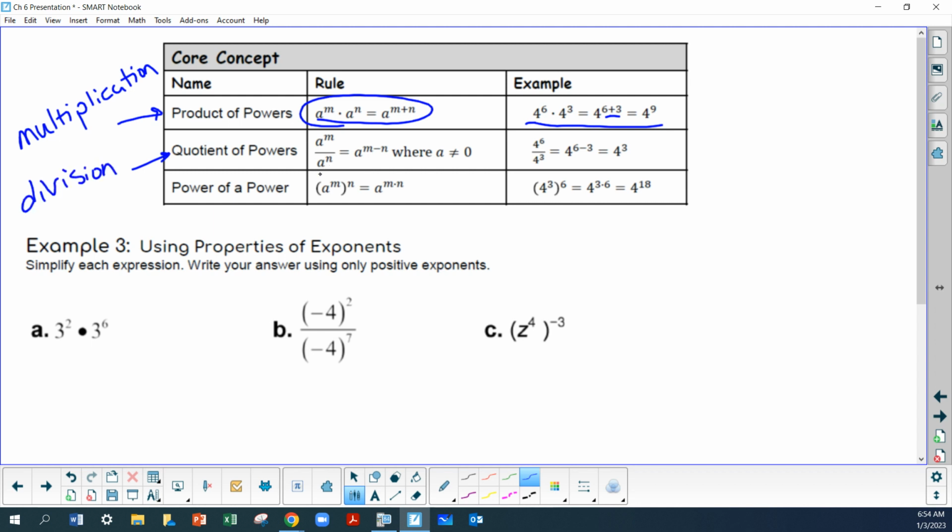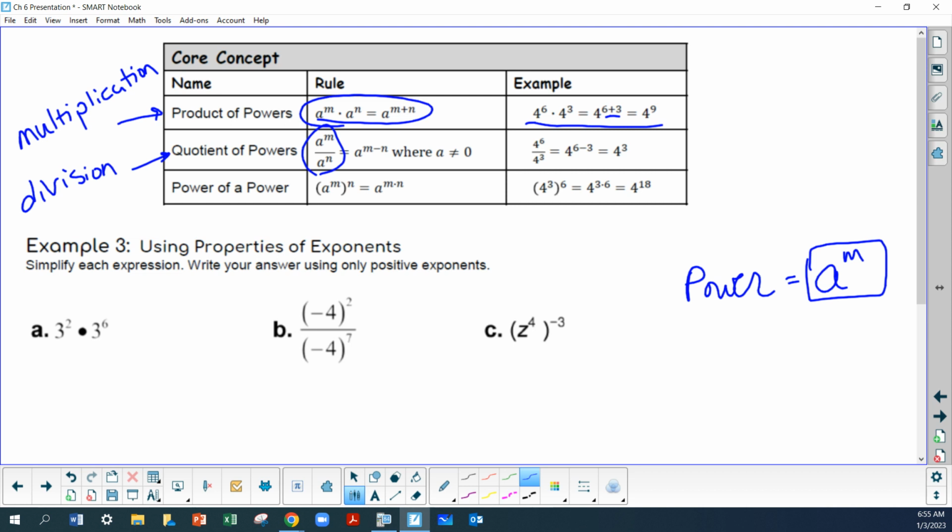Quotient, of course, means division. So the division between two powers. Sometimes we think of the power just as the number up above, but a power really is the entire piece, a to the m. The m is really referred to as the exponent.